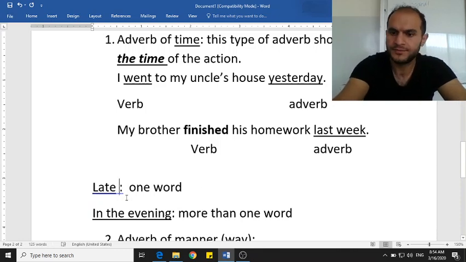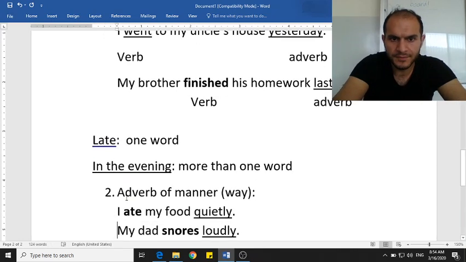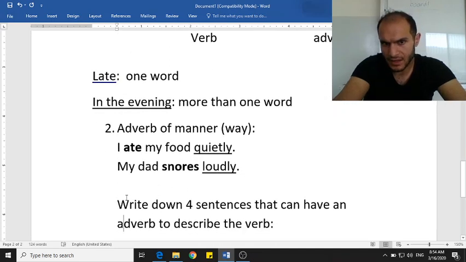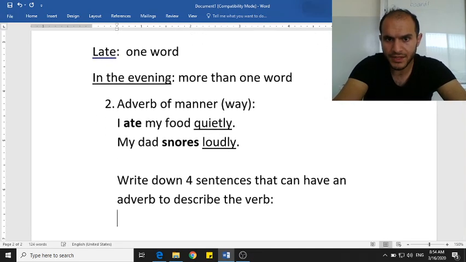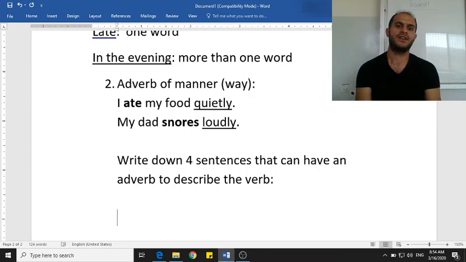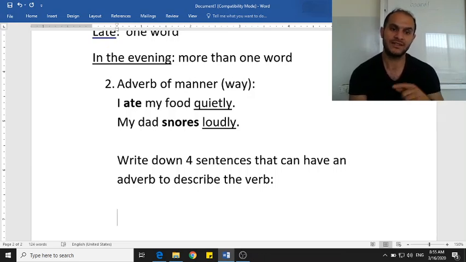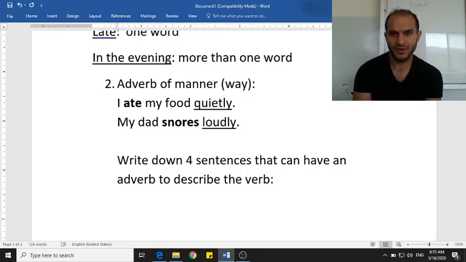No problem. Okay. This is your homework. This is what you need to do. You need to write 4 sentences that can have an adverb. Let your dad or mom help you with this. It's really easy for you. I know. You are great students. So this is our adverb lesson. I will write some exercises that you can do at home and that you can work with. And they are going to be really, really easy.